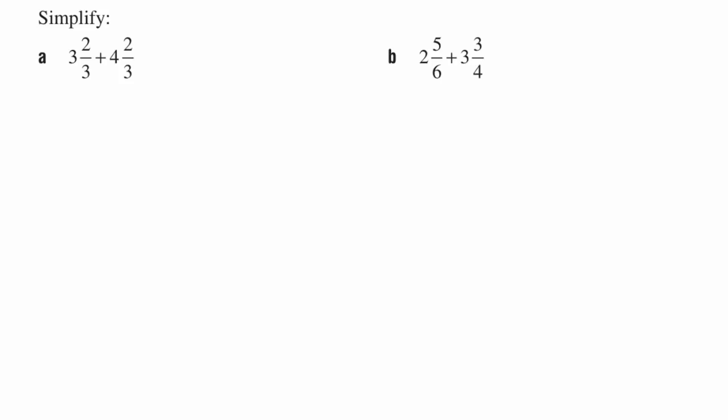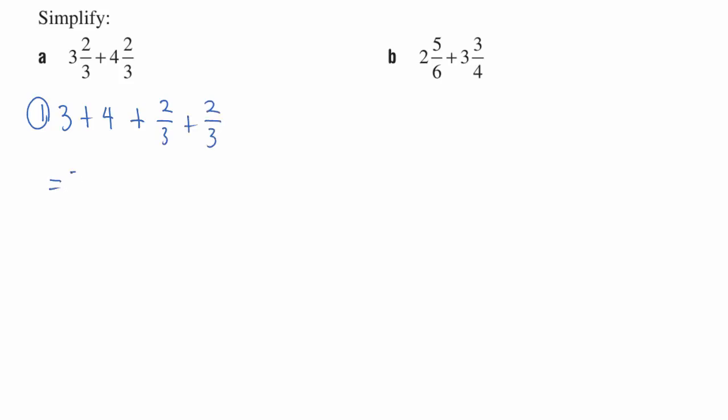To start with, 3 2/3 plus 4 2/3. We can see here that the fractions have the same denominator. So what we're going to do in our first method is we're going to add the whole numbers together. So that's the 3 and the 4. And then our fractions together. That's 2/3 and 2/3.